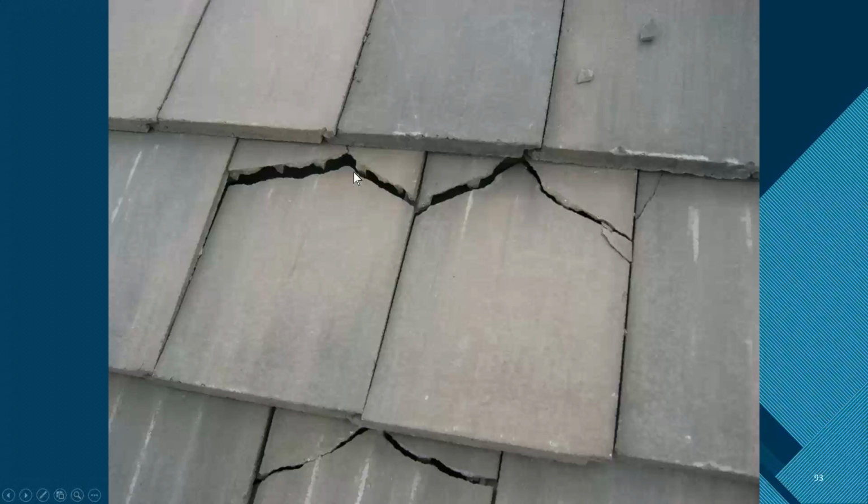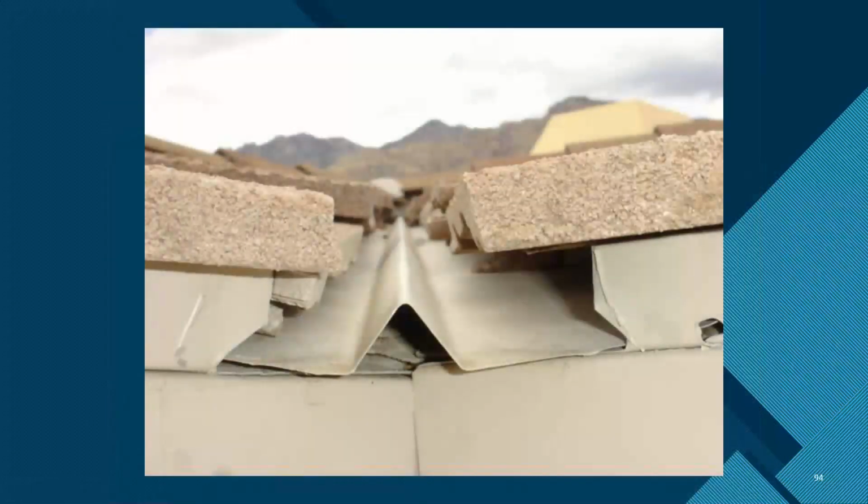You can't walk on a tile roof and step here at all, ever. So in case you want to walk on tile, you don't step at the top edge. You walk on the bottom edge, and then you can walk across these with no problem. Here's your valley.